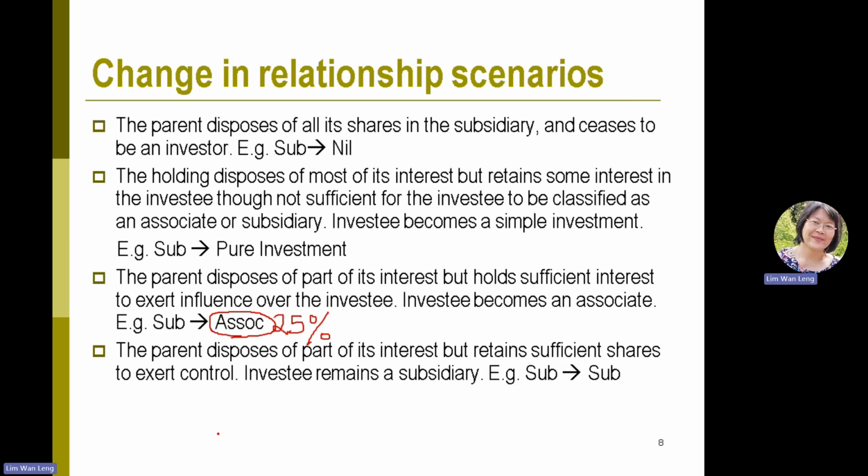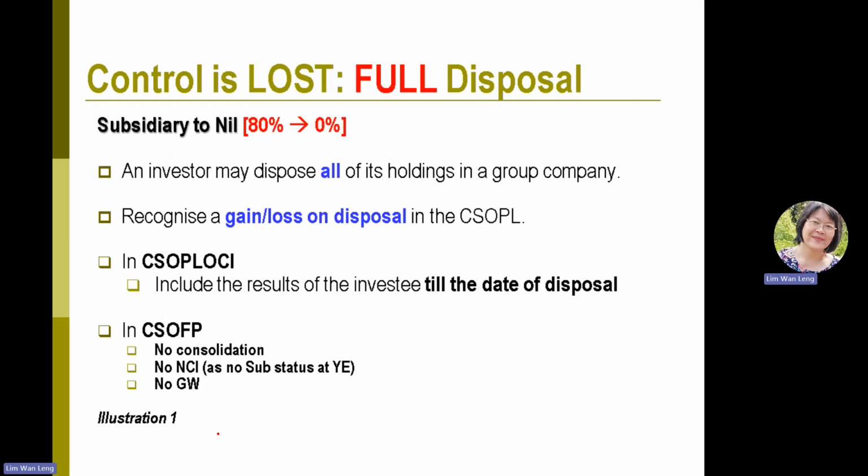Okay, so this particular slide is the same as what we have mentioned so far. Now this one is where we say 80% to 0. That means originally you were a subsidiary. After the disposal, you become not related to the group. Which means you cross the 50% boundary. That is where you need to calculate the gain or loss on disposal.